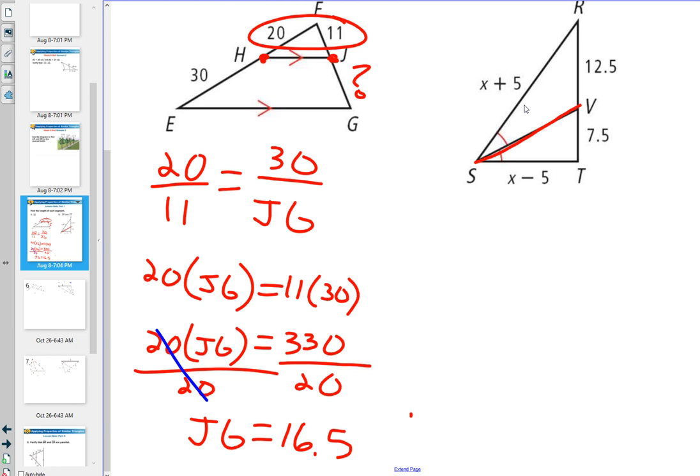So median, angle bisector, altitude. One more.